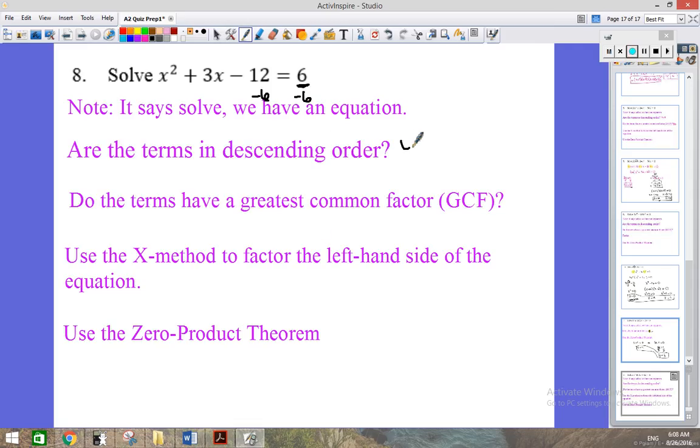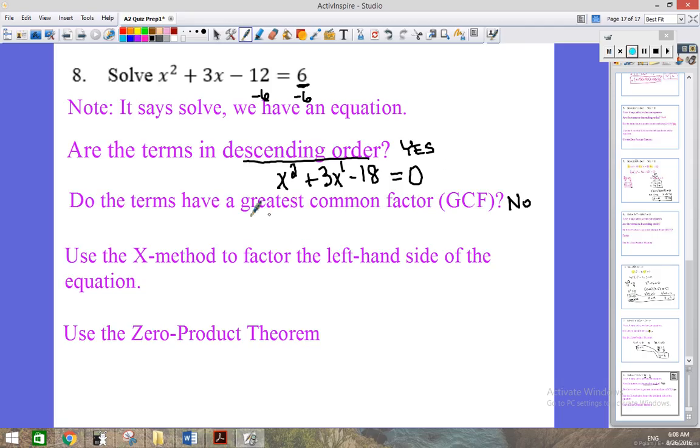So were the terms in descending order? Yes, it was. Did it have a greatest common factor? No, it did not. But when I say yes to this, really I need to subtract 6. So maybe it's kind of a yes. Yeah, 2, 1, 0, but that negative 6 is over there. So it'd be better if this were x squared plus 3x minus 18 is equal to 0. So not only do I have it in descending order, but I have it in standard form.